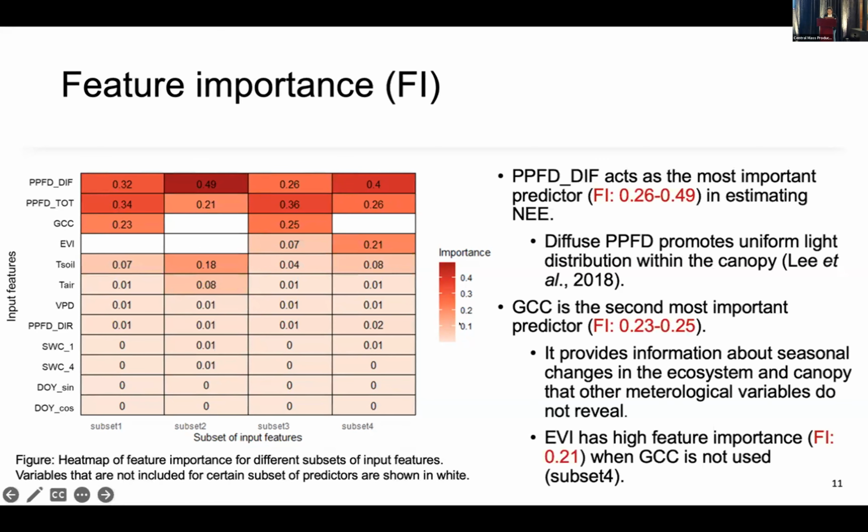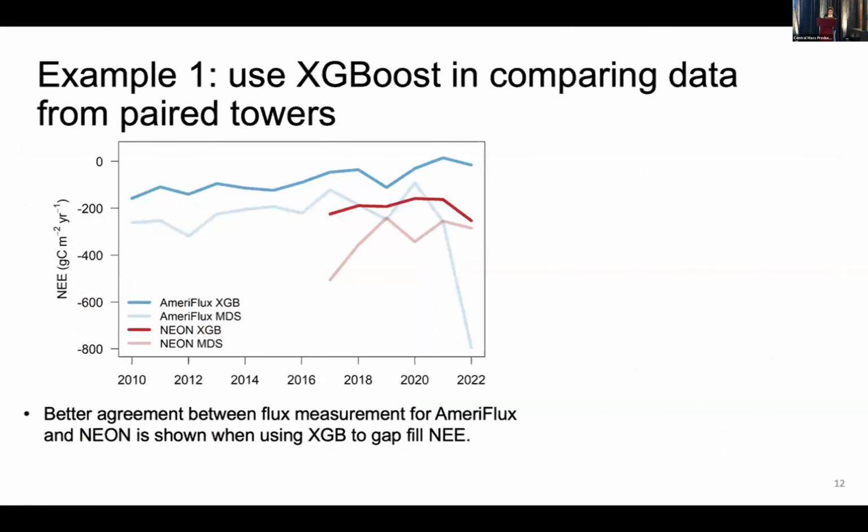Okay, they're here. And for the last column, that's a model without GCC at all; we have EVI instead. So in this case, EVI also has a high feature importance. Before the end, I will show you two examples of why we really need the gap-filled data.